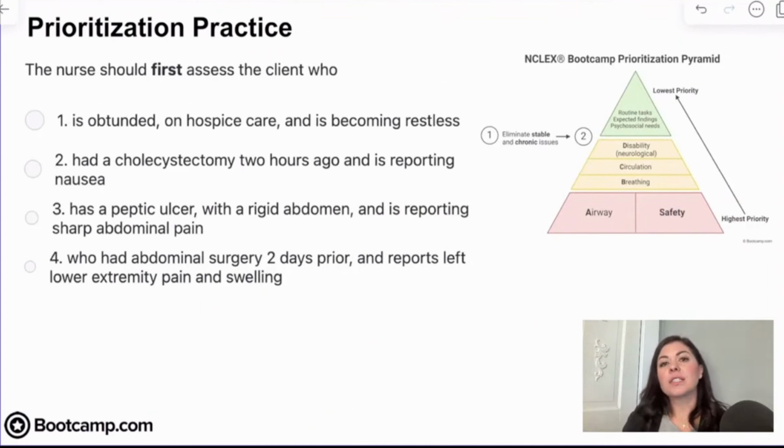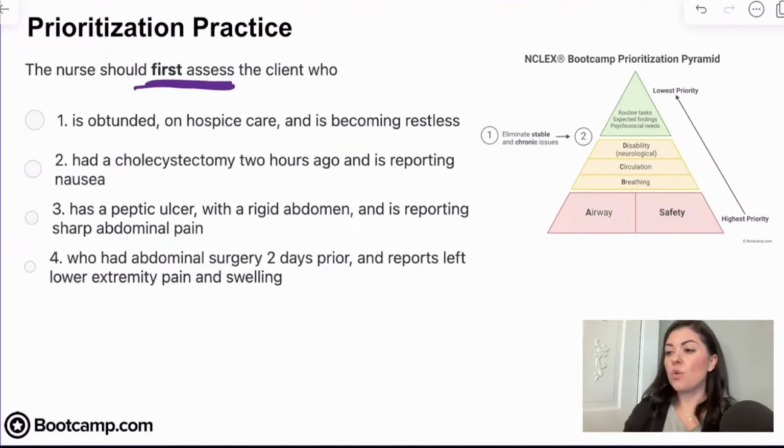So the very first item we have here is the most common way you are going to see prioritization items asked or framed. And that is trying to identify the client that requires your attention first, okay? So always look closely at our header and stem and see what it is really asking us. So this item is saying the nurse should first assess which client, okay? So we're looking for who is most ill, most sick. So let's go through our options.